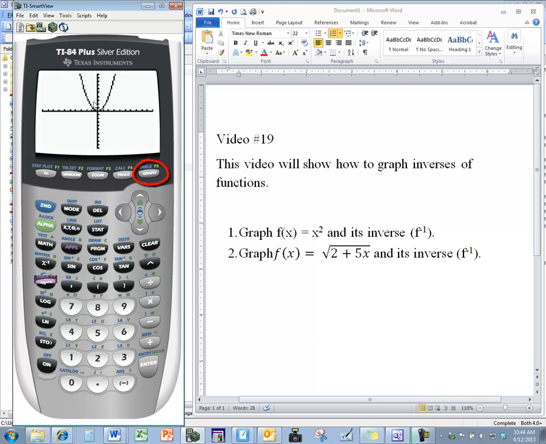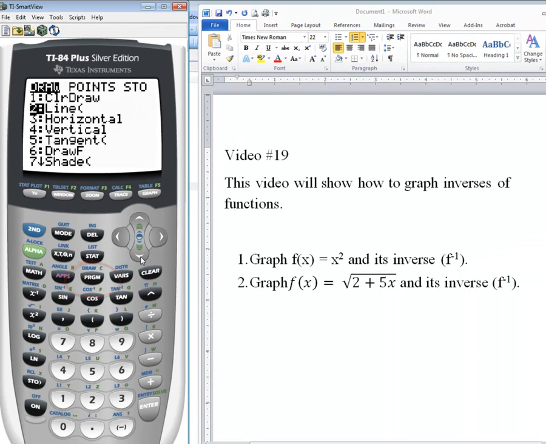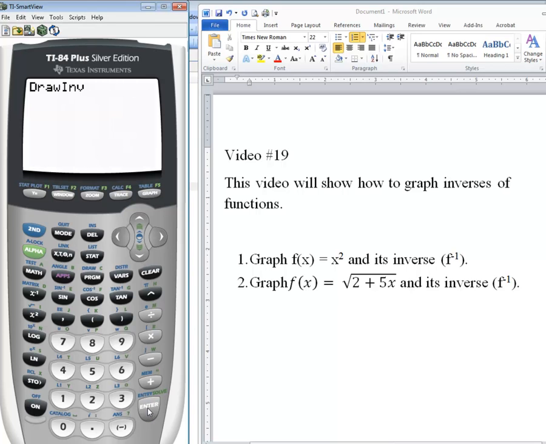Now, in order to graph the inverse, where we need to go is draw. And since draw is above the program button in blue, we first have to press the second button, then program, in order to access draw. Next, we scroll down until we see draw INV, that's draw inverse. Press enter. And now we want to tell it what to draw the inverse of.